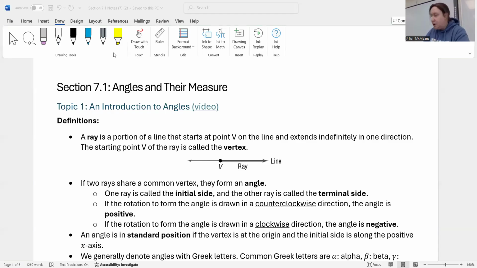Okay, let's get started. Our first section is 7.1, angles and their measure. And the first video is going to be on topic one, which is an introduction to angles. Okay, so we have to build this idea of an angle first.